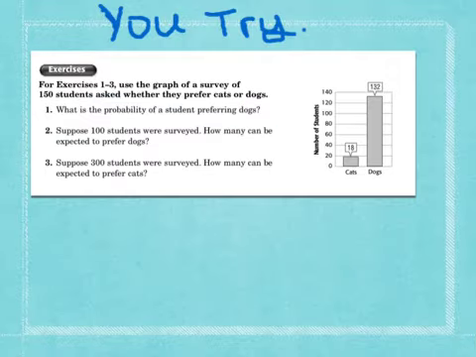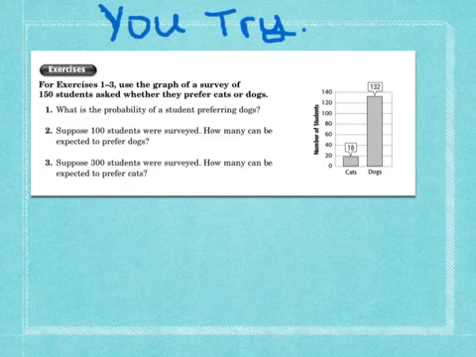Now it's time for you to try. For these exercises, you'll use the graph of the survey of 150 students who were asked if they prefer cats or dogs. Number 1, find the probability that a student prefers dogs. Number 2, suppose 100 people were surveyed. How many would be expected to prefer dogs? And number 3, suppose 300 were surveyed. Then how many would be expected to prefer cats? Go ahead and work the U-Try, and don't forget to write your summary as well.